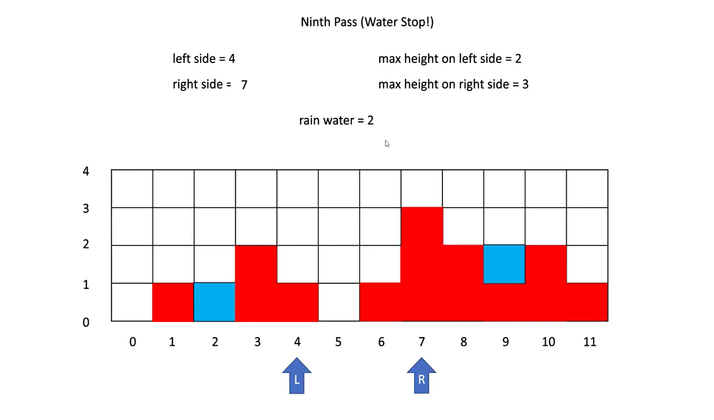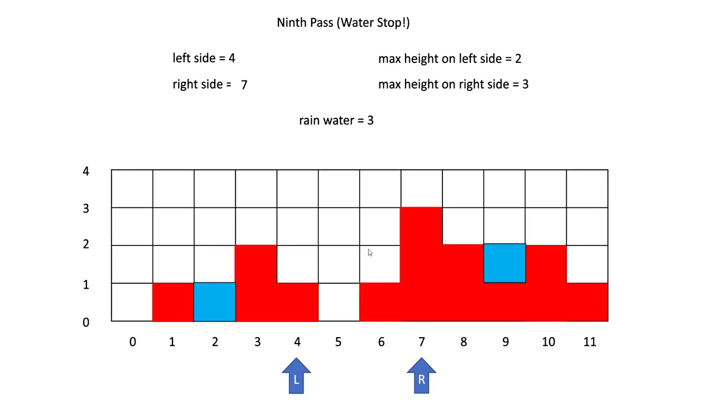So the 9th pass, we have left side 4, right side 7. So we're going to take out this 6, because we don't know that yet. And technically all this could be filled with rainwater. But again, we only know what L of 4 is, index 4. So we have that and can add that to rainwater.